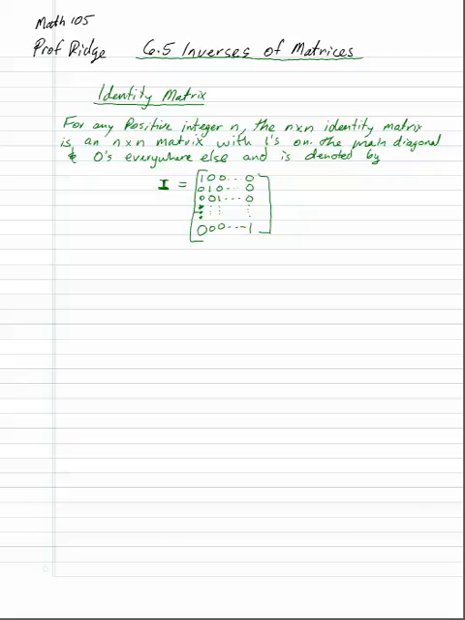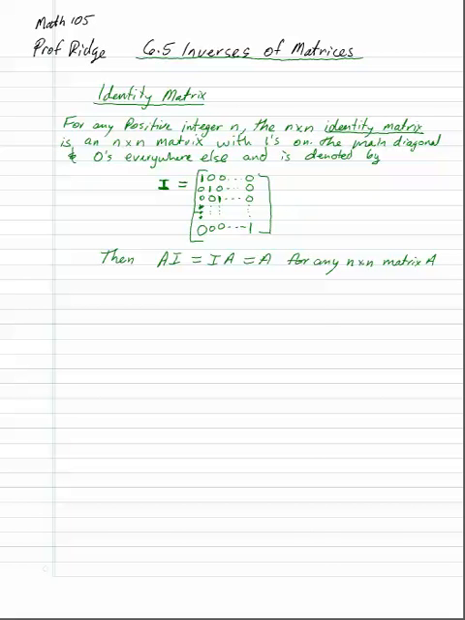For any positive integer n, the n by n identity matrix is an n by n matrix with ones on the main diagonal and 0 everywhere else. It's denoted by I. The main diagonal is the position row 1, column 1, row 2, column 2, and so on. So you've got ones in all those places and 0 everywhere else. That's the identity matrix, and it has to be a square matrix, 5 by 5, 2 by 2, 3 by 3, whatever. The rows and columns have to match.